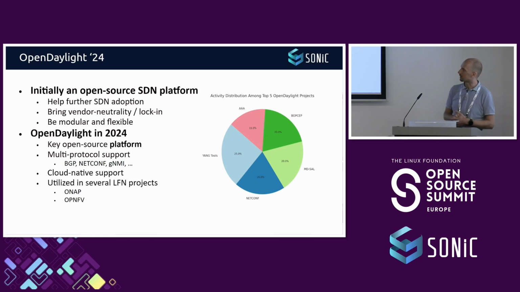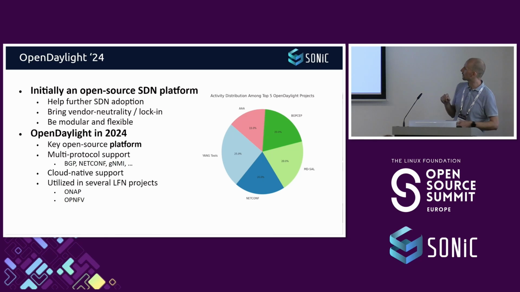And currently, most of the contributions are going into AAA, which is the Authentication, Authorization and Accounting project. Those services help improve the security posture of OpenDaylight deployments. And by default, the majority of the OpenDaylight northbound APIs are protected by the AAA infrastructure.